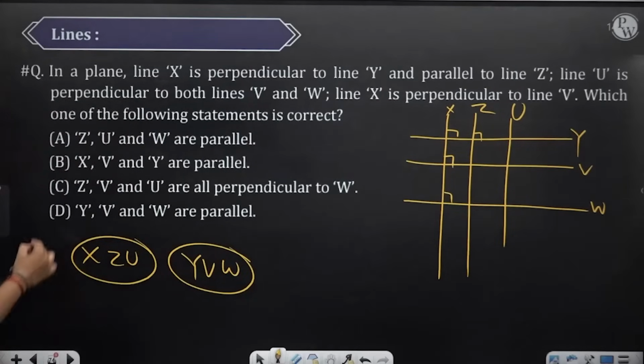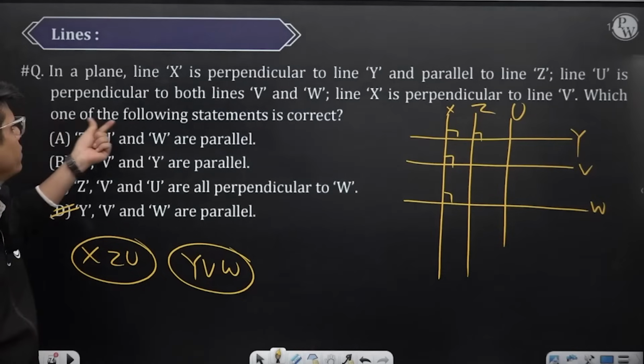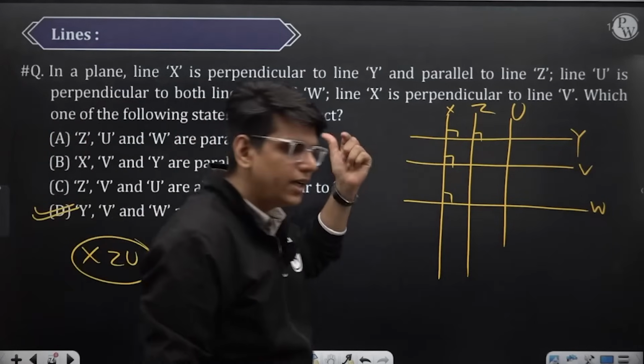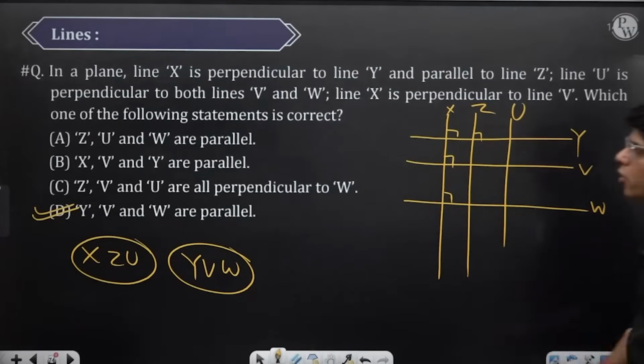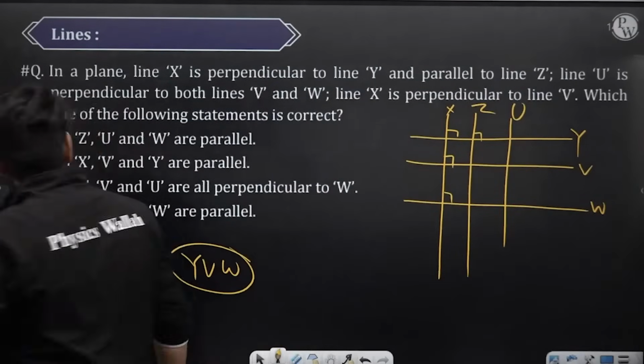So option D, y, v, and w are parallel, is the correct one. We have been asked which one of the following statements is correct, so option D is the correct answer. Done? Let's move to the next.